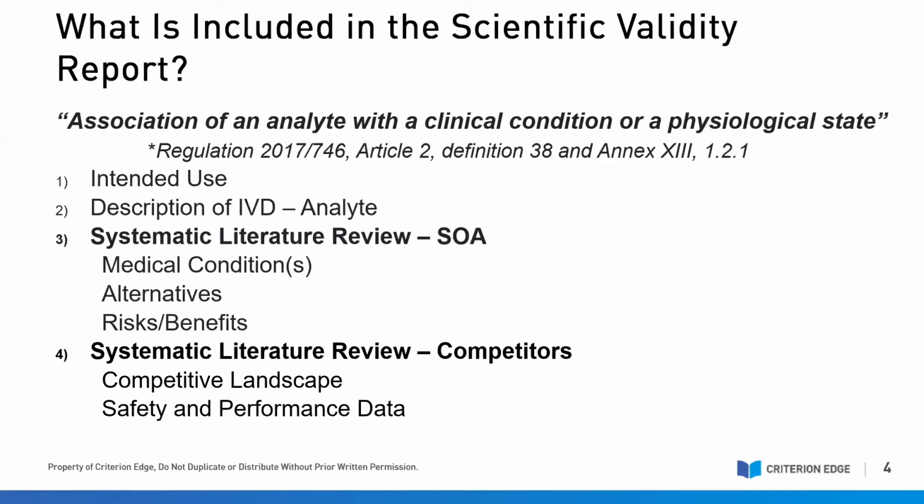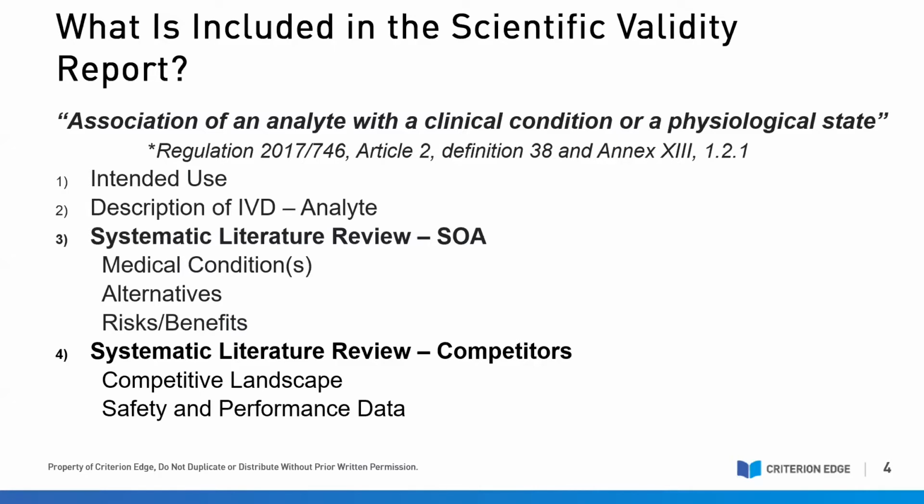The articles that you are going to retrieve in the first systematic literature review I've listed here, the SOA, will provide the information relevant to the background of the SOA section, which includes things like the medical condition or the patient population, as well as diagnostic alternatives and the risks and benefits of clinical testing. We discussed this first part of the SOA in a previous webinar, so I really encourage you to check that webinar out if you missed it.